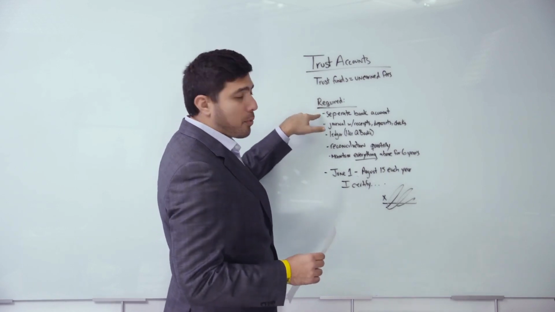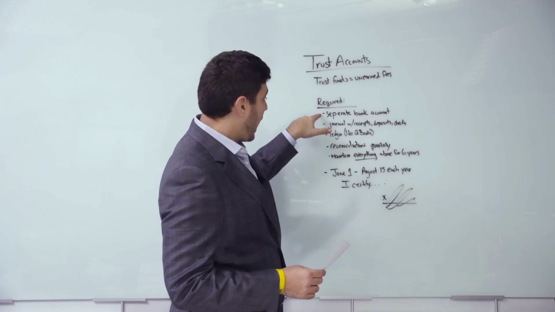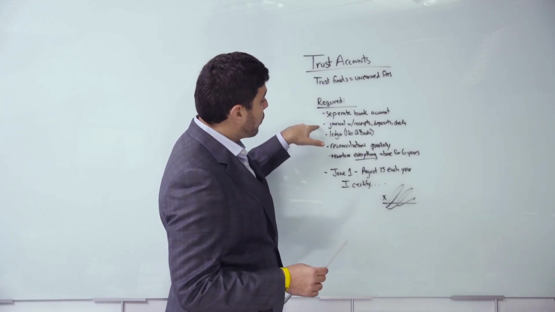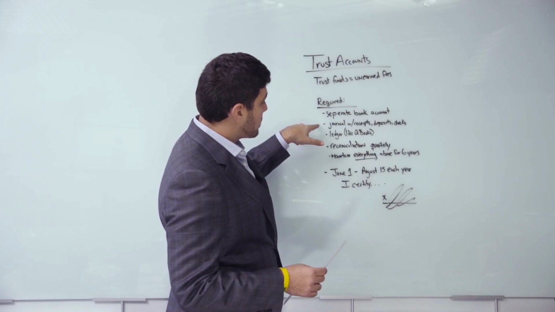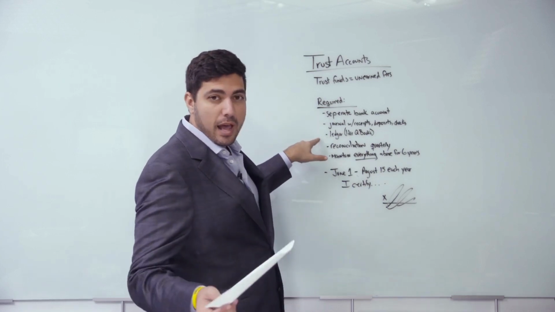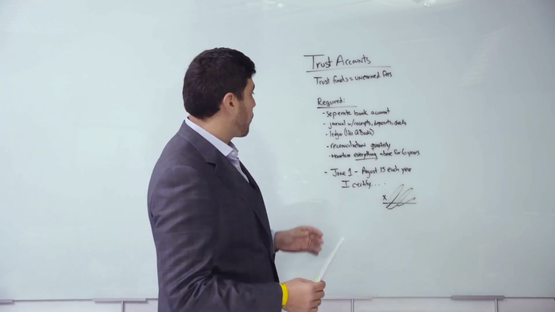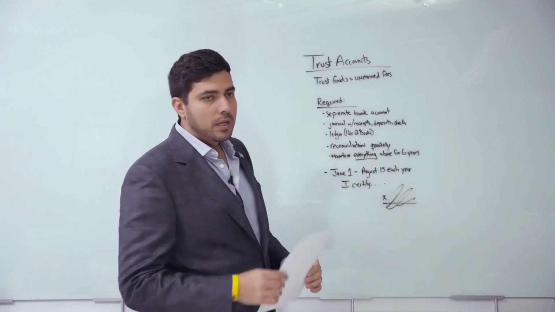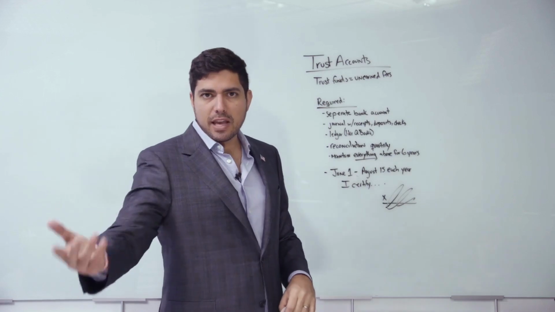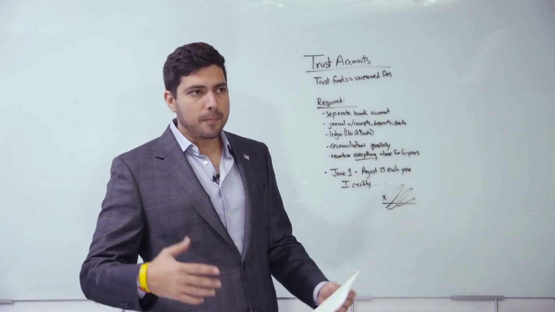Now, these are the minimum record-keeping requirements for trust account records. And so you have to have a separate bank account, which I know most of you don't have. You have to keep a journal with receipts, deposits, and checks. You have to have a ledger. If you have QuickBooks, that would be sufficient, but you need to have a separate ledger just for money in, money out. Patient John Smith gave me $100, whatever.